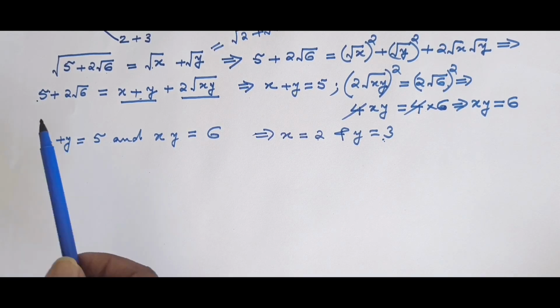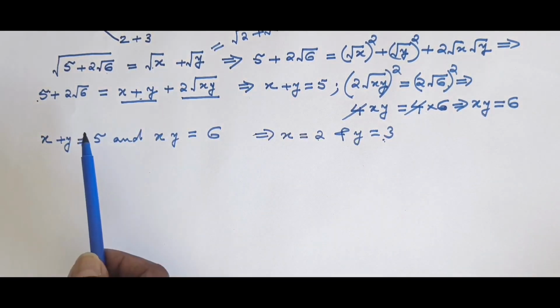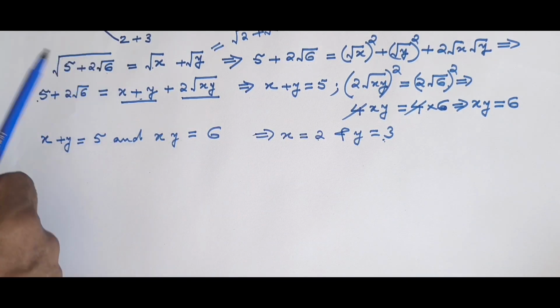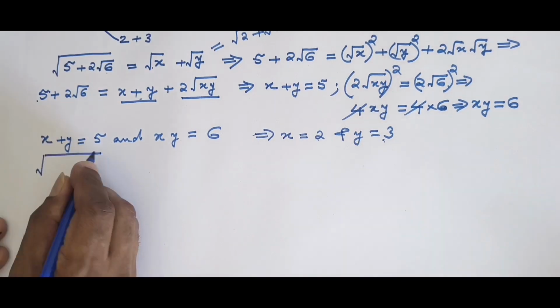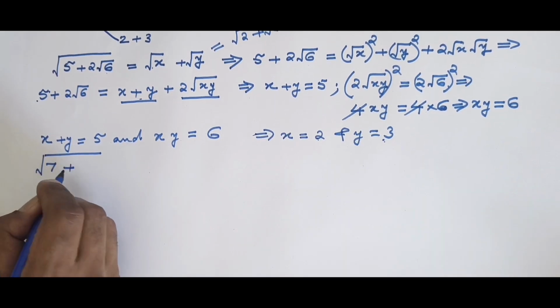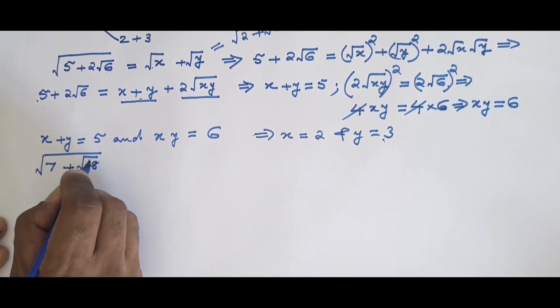So in competitive exams, you don't need to use this longer approach. Instead, use the method I discussed in the shortcut. I'll do one more example, in fact, a couple of examples to get an idea of the shortcut. Okay, look at another problem. Square root of 7 plus square root of 48.